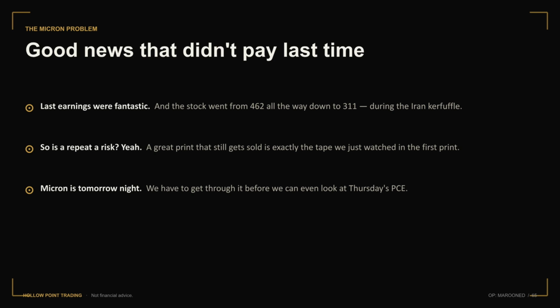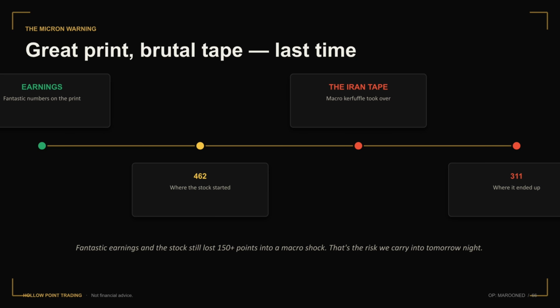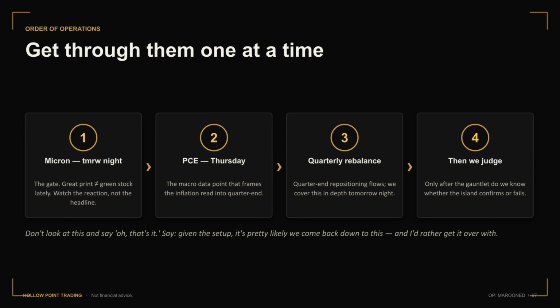This specific market reaction is a precursor to the challenges we expect for Micron. The most important takeaway isn't the earnings call itself. It is the fact that even with a decent print, the stock is being sold down. That is the tie-in to the Micron situation. We've seen this before. Last time, the earnings were fantastic, yet the stock dropped from 462 to 311 amid macro volatility. Is a repeat a risk?